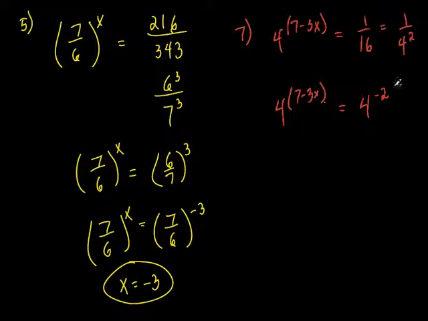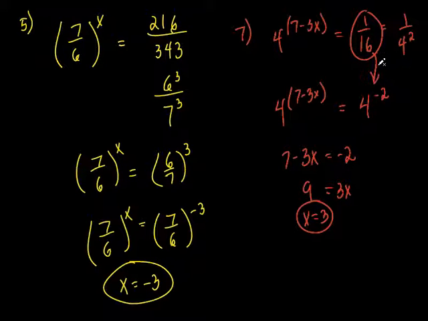Since there's the same base, what do we do with the exponents? Set them equal to each other. All right, so I added 3x to both sides, added 2 to both sides, divide by 3, so x is 3. All right, so that's the only thing I had to do. Just change this into this, then it was really simple. That was the main part of that problem right there.